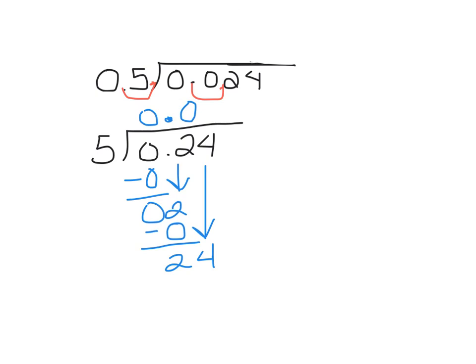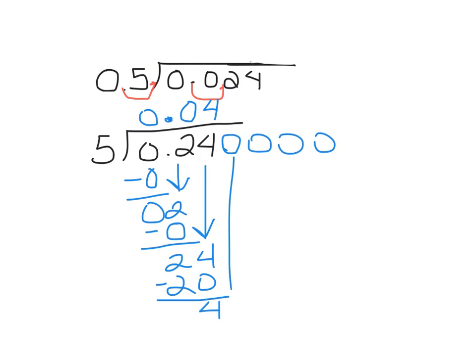Okay, so 5 goes into 24 4 times. 5 times 4 is 20. Then I subtract. I can bring a 0 down because really out here into infinity there's a bunch of zeros. So I could bring as many as I want down. So I'm going to bring this 0 down. Now I have 5 goes into 40 8 times. 5 times 8 equals 40, and then I have 0 left over.